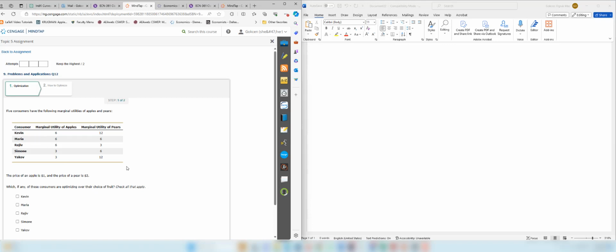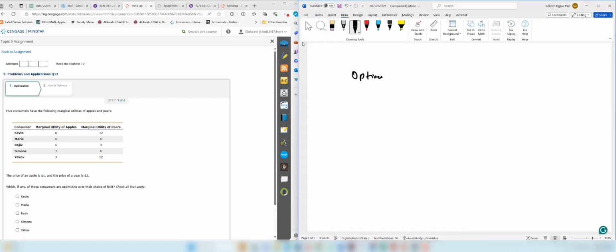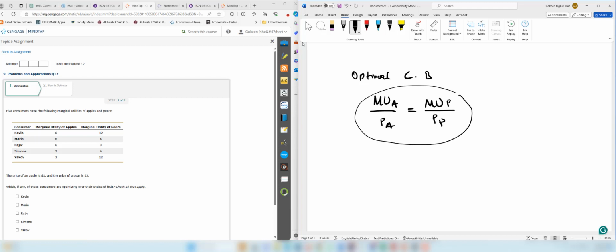To answer this question we first need to know what the optimal consumption bundle is. The optimal consumption bundle is where marginal utility from apples divided by price of apples equals marginal utility of pears divided by price of pears. If we reach this equality, then the consumer is consuming the optimum consumption bundle that maximizes utility. The prices are given: the price of apples is 1 and the price of pears is 2.